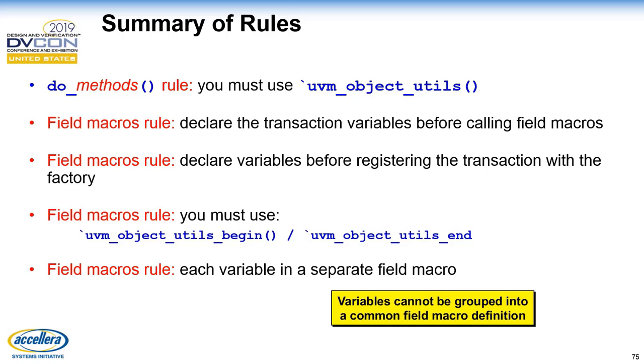Then, with field macros, you must use object utils begin and end, and you're going to put those field definitions between the begin and end if you're using the field macro style. Both of them work just fine. Now you know why when you look at examples out there, they don't always look the same. Some are using more of the field macro style and the UVM do's. Others are using more of the do methods and the built-in methods as well.